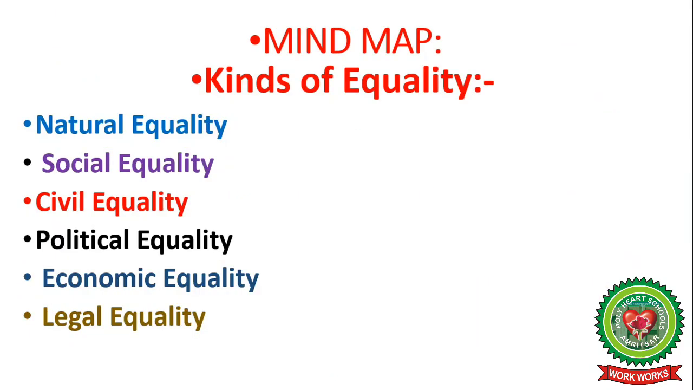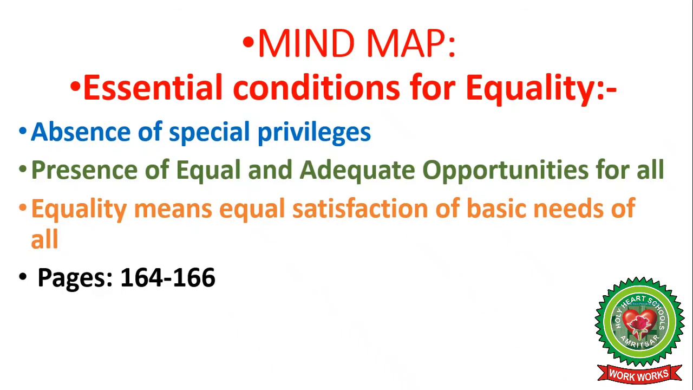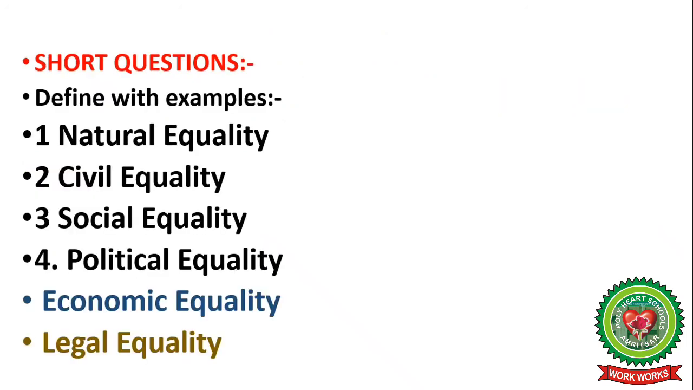Students, this finishes the discussion of my today's topic. Now let us recapitulate what we have done today. Today I have discussed the kinds of equality. Under this I have discussed six types of equalities, that is natural equality, social equality, civil equality, political equality, economic equality, and legal equality. And under the essential conditions for equality, I have discussed absence of special privileges, presence of equal and adequate opportunities for all, and equality means equal satisfaction of basic needs of all. It covers your pages 164 to 166.